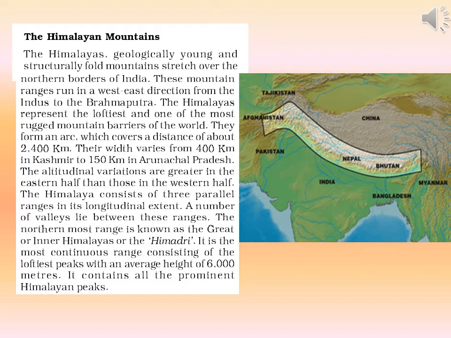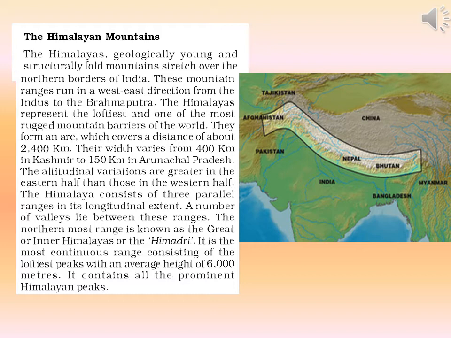They form an arc which covers a distance of about 2400 km, with width varying from 400 km in Kashmir to 150 km in Arunachal Pradesh. The altitudinal variations are greater in the eastern half than those in the western half. The Himalayas consist of three parallel ranges in the longitudinal extent. A number of valleys lie between these ranges.